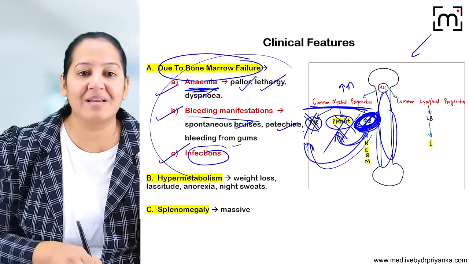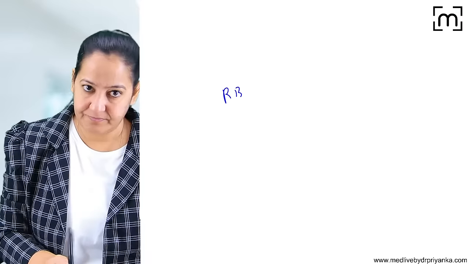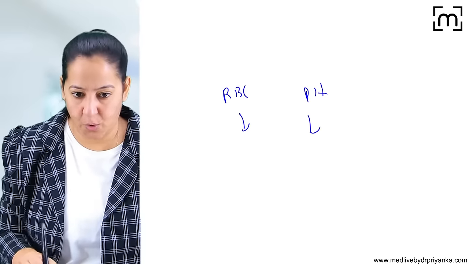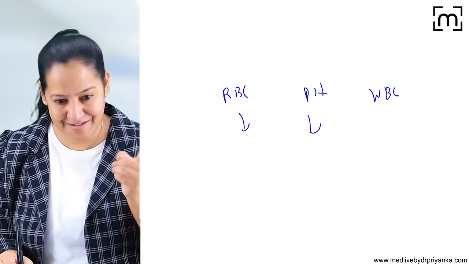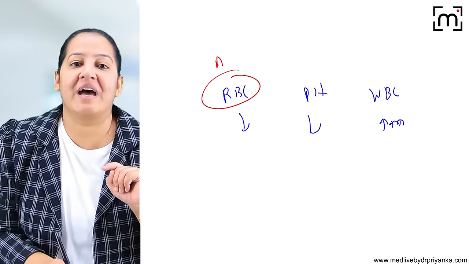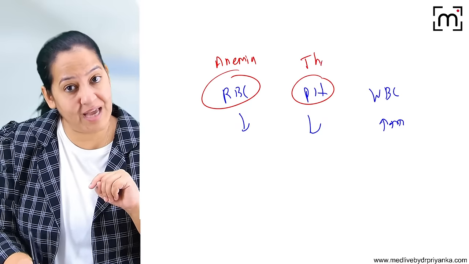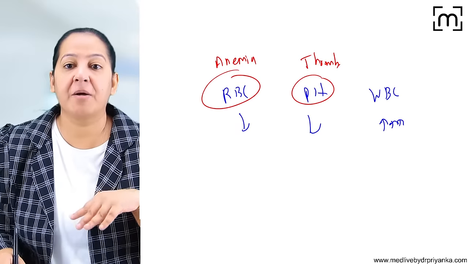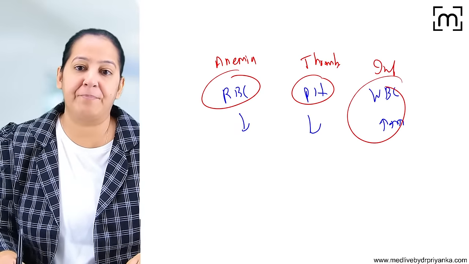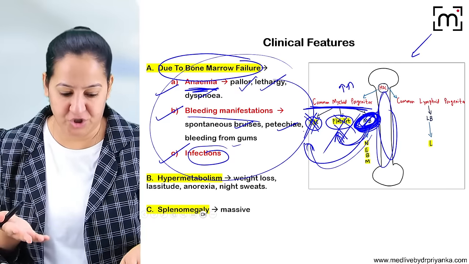So technically the person is presenting like pancytopenia. RBCs are less, platelets are also less, but WBCs are not less. In pancytopenia, WBCs are too high here. Because RBCs are less, the patient has anemia. Because platelets are less, the patient has thrombocytopenia or bleeding disorders. But WBCs are high, still the patient has a high susceptibility for infection because of the immature forms.